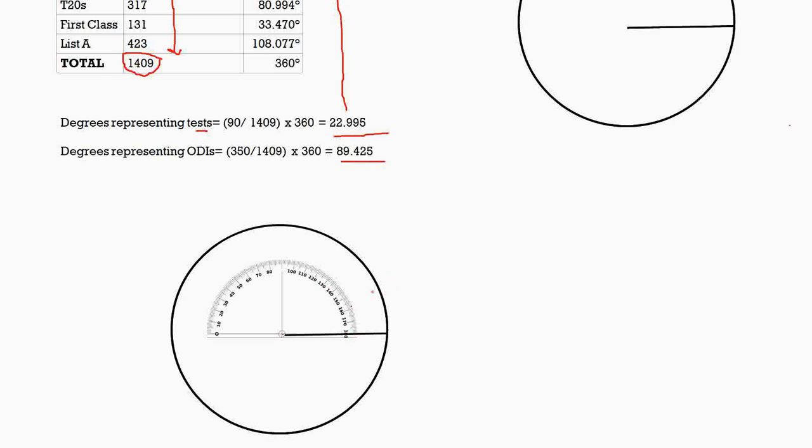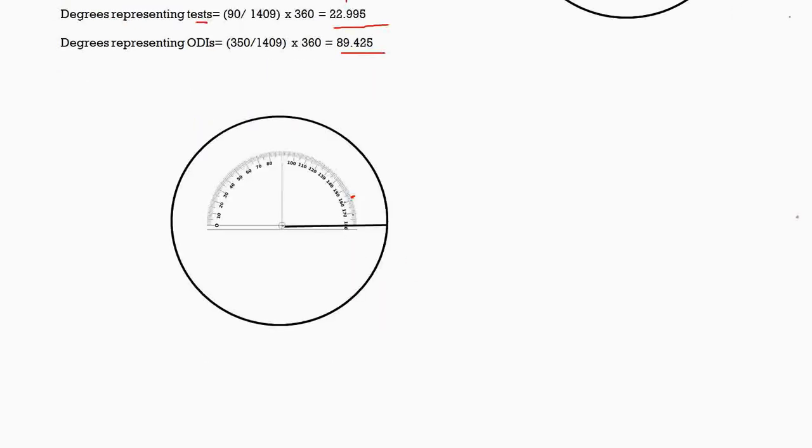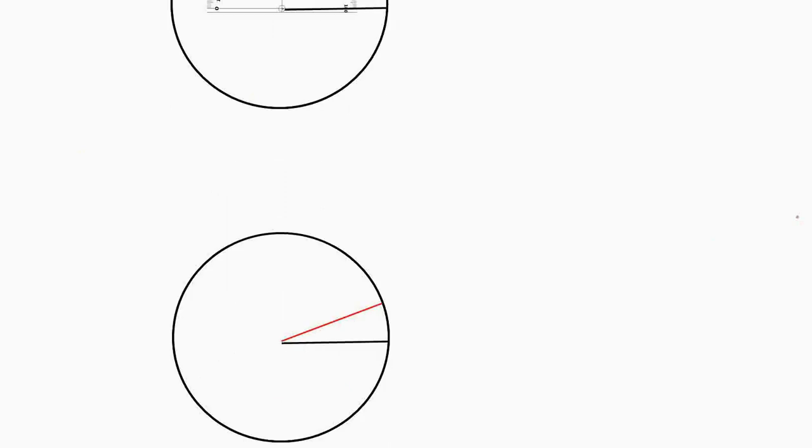The first one is 22.995. So we measure degrees from here. This is 10, this is 20, and this is 22. Over here the red dot represents 22.995. Now we draw a line from the center connecting to the circumference through this point. That is the point which represents our first format, which is test.